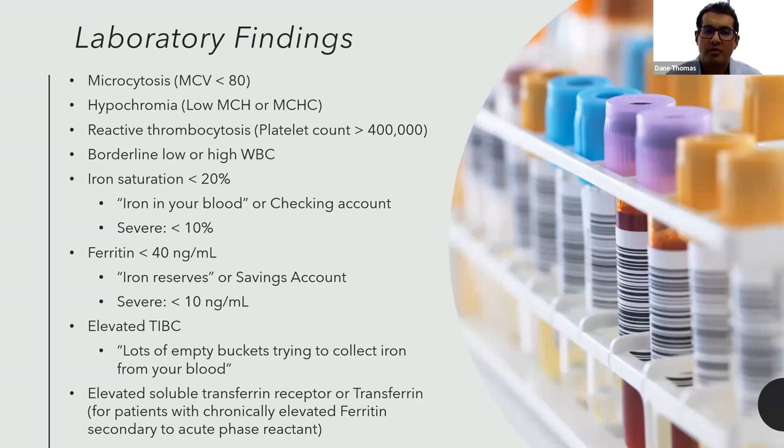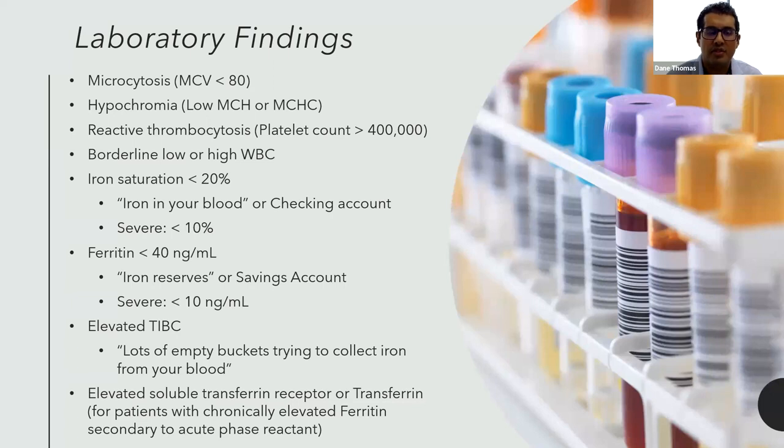The other iron level that we look at is ferritin. And that's what I like to call your iron reserves or your savings account. So in essence, your body uses the iron in the blood, your iron saturation, to make red blood cells. And anything left over gets stored as ferritin or your iron reserves. So just like in our checking account, anything left over should be put into savings for a rainy day. And our body does the same thing with iron in the form of ferritin.